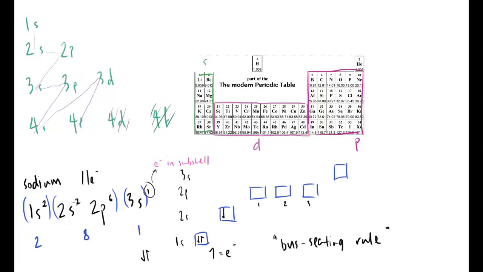So 2s, well, we know we've got 2 in our 2s, so we can fill that up. Our 2p, well, we know we've got 1. See what I mean by the bus seating rule? It would fill in this order, 1 and then 1 and then 1. Oh, now the next person's got to join up. We've got to join up. We've got to join up. And then finally, we have our 3s1. So there we have 1s2, 2s2, 2p6, 3s1.